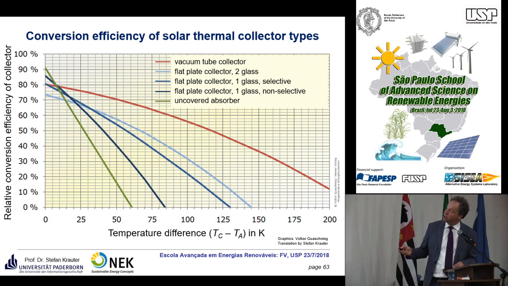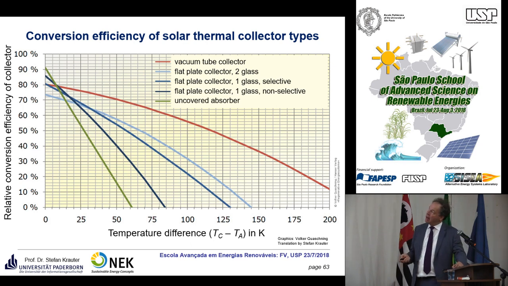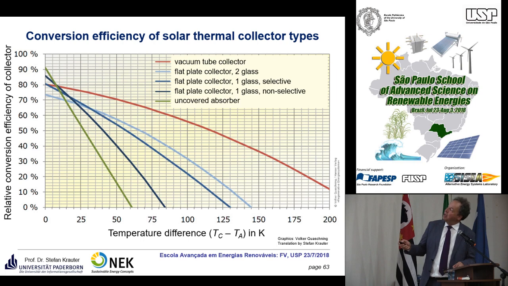But if you have a high temperature difference, for example you want to create a temperature difference of 100 degrees, it's not possible with the one glass collector. You have to have a two glass collector, and here the efficiency is not so good. And the best is here, if you have a vacuum tube collector, then you can create a temperature difference of above 200 degrees.